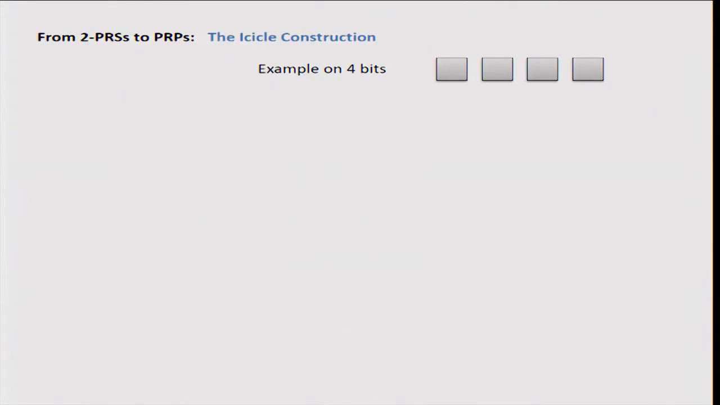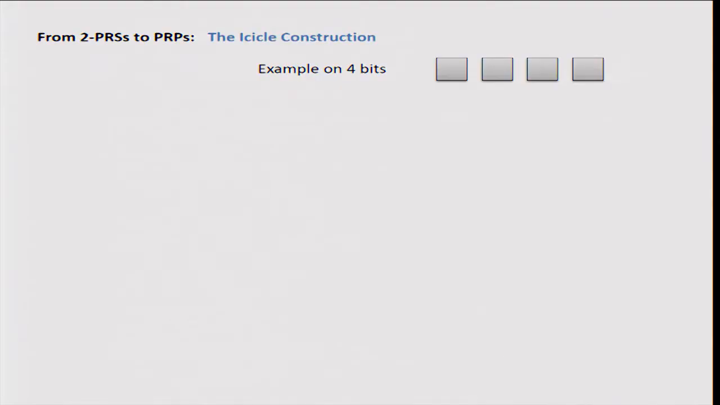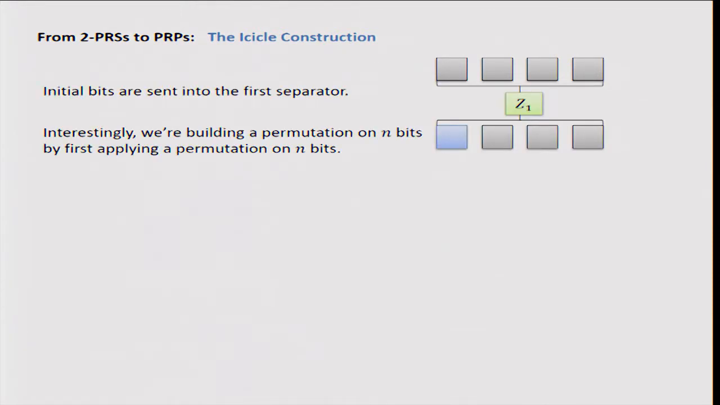All right, so here's the Icicle construction. We have PRSs now. We're going to focus on 2-PRSs, which randomly divide things into 2 piles. So how do you take one of those and get a PRP out of that? We're going to start here with 4 bits. Each box represents a bit. In the first stage, we send these into our first separator, Z1. Interestingly, we're trying to build a permutation on n bits, and the first thing we do is actually apply a different permutation on n bits. Of course, these things have different security properties.